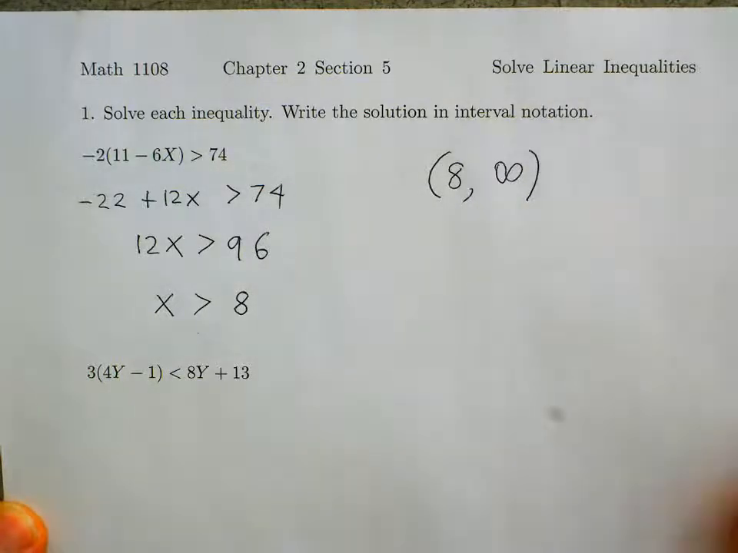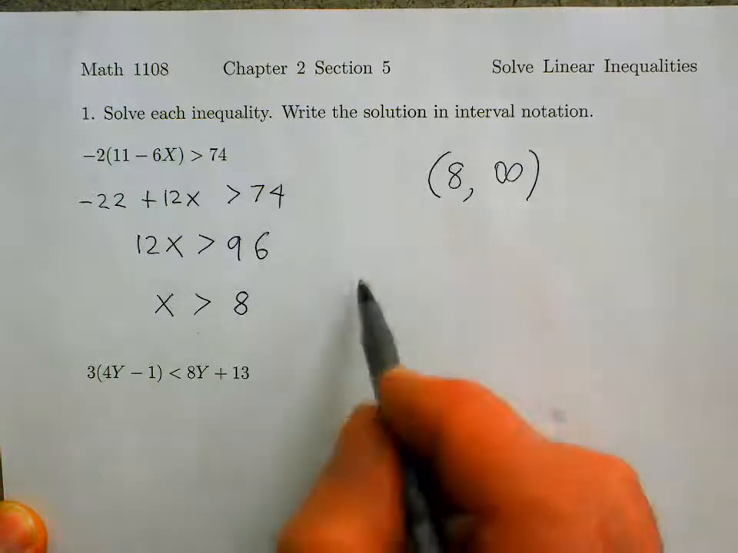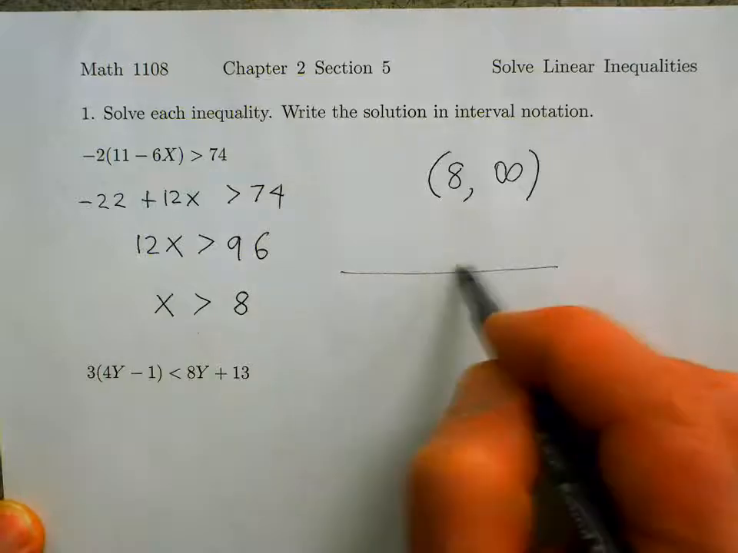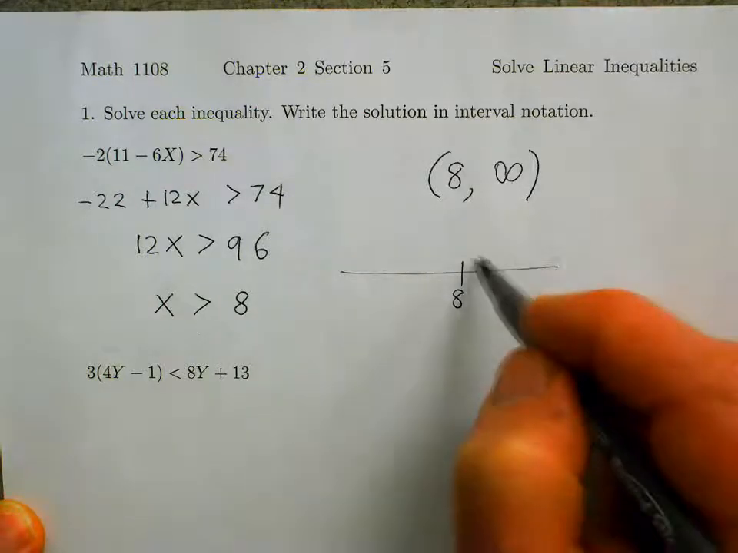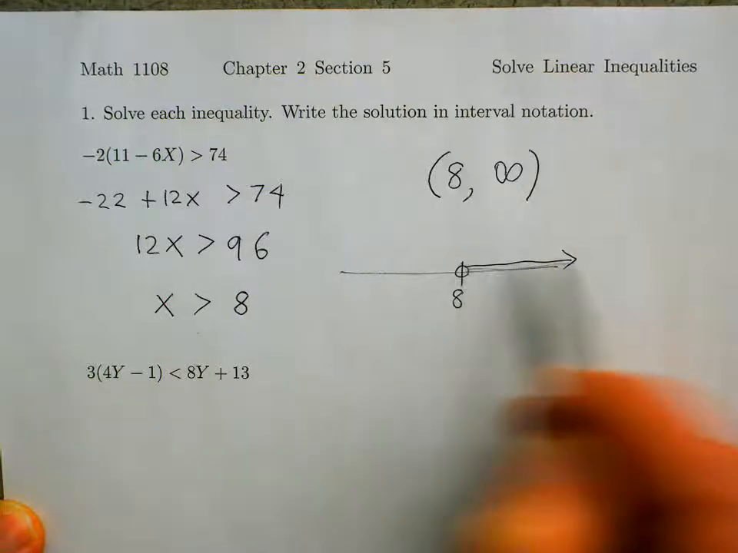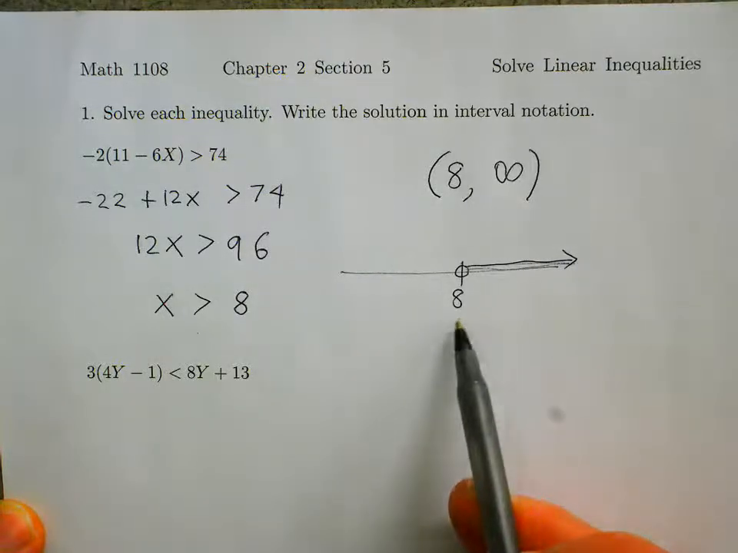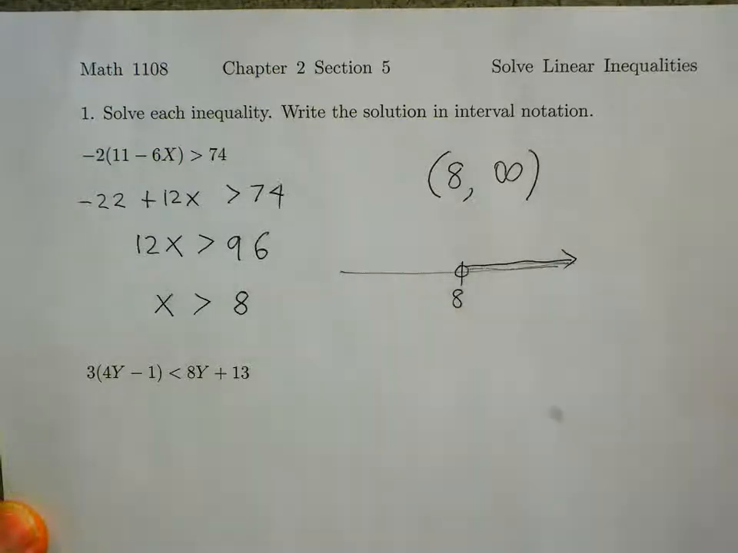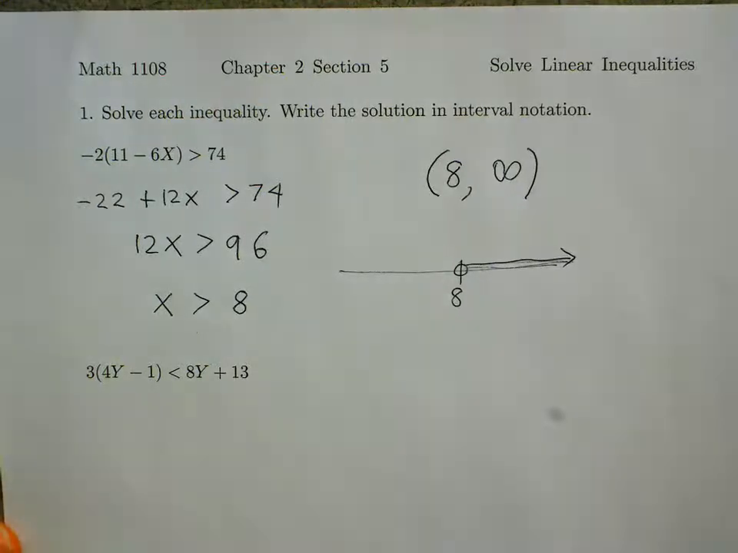If it helps, it didn't say to graph it, but if it helps, you can say, well, x greater than 8, so I put 8, open circle, and shade to the right. And this can help you, perhaps. It can remind you of what the interval notation should look like. So that's all there is to that one.